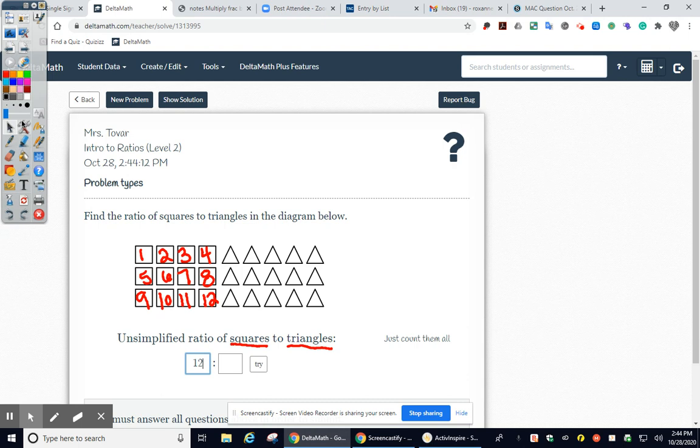And then it says to triangles. So I'm going to count my triangles now. And my triangles are 1, 2, 3, 4, 5, 6, 7, 8, 9, 10, 11, 12, 13, 14, and 15. So I'm going to put 15 in the second one. Notice it did not want the total this time. It wanted just the triangles. So you got to read carefully. Okay? Now I'm going to hit try.